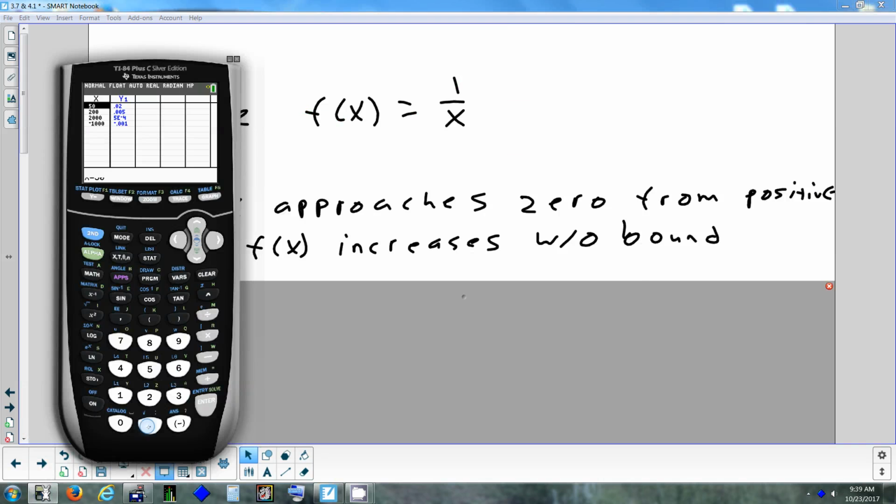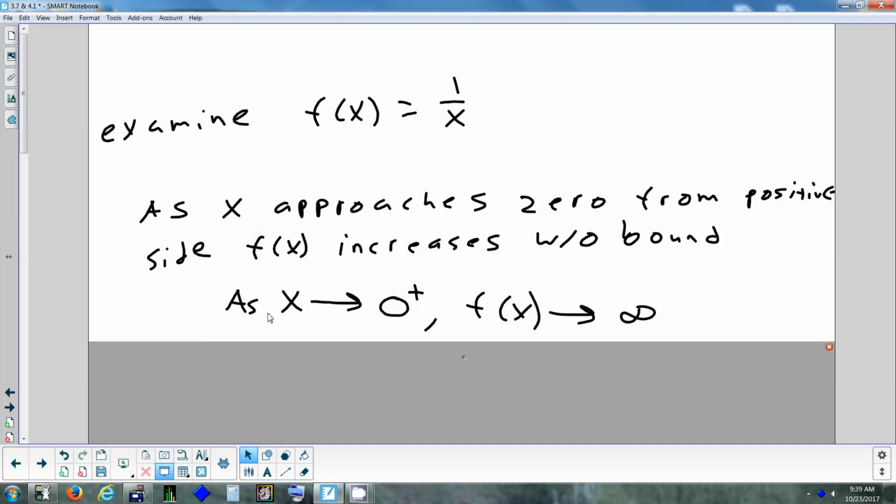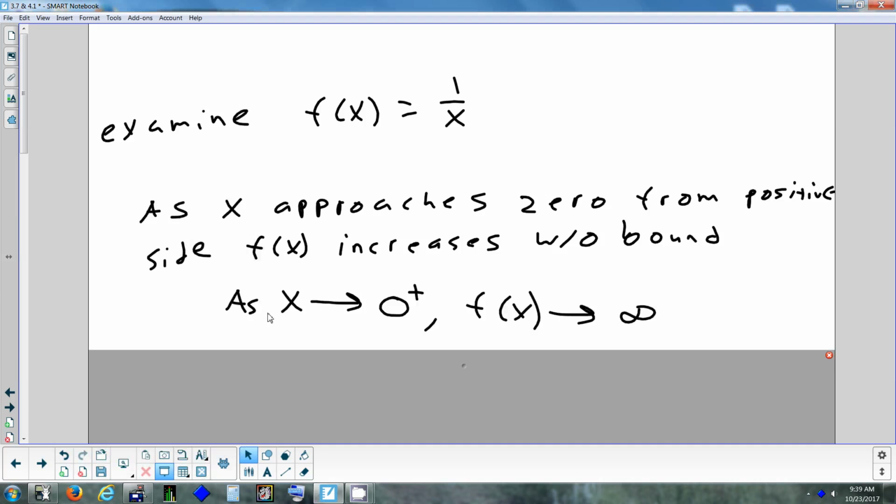And if you look at, like, let's do 0.5, y is at 2. If you go to 0.1, y is at 10. If you go to 0.01, now y just jumped up to 100. 0.0001, now y is at 10,000. So what's happening as x approaches 0 from the positive side, that's what that means, y is heading up to infinity.